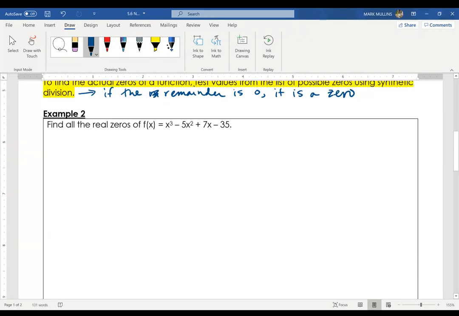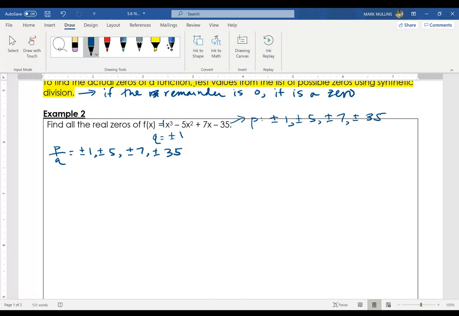So for example 2, we're asked to find all real zeros of a polynomial. So I again need to look at those p's and q's. So let's see, p is going to be plus or minus 1. Let's see, 5 and 7 divide into 35. So plus or minus 5, plus or minus 7, plus or minus 35. And then my leading coefficient is just a 1. So q is going to equal plus or minus 1. And so my p over q values are plus or minus 1, 5, 7, and 35.